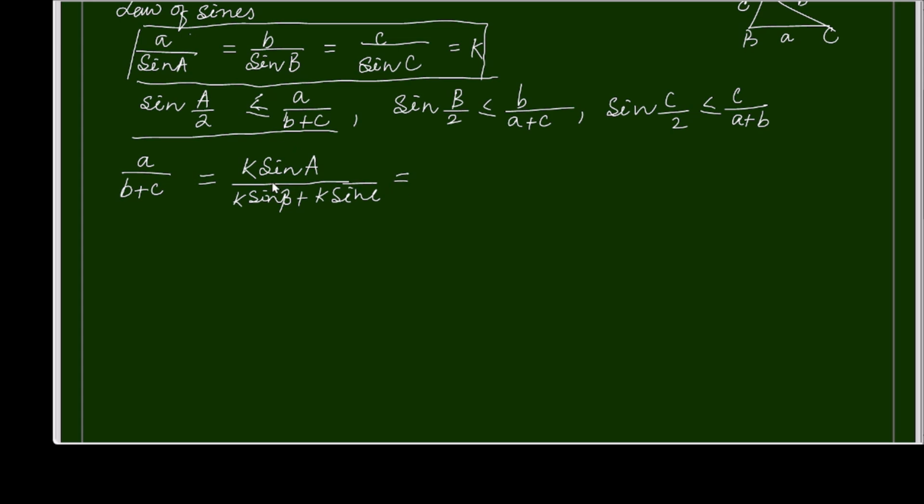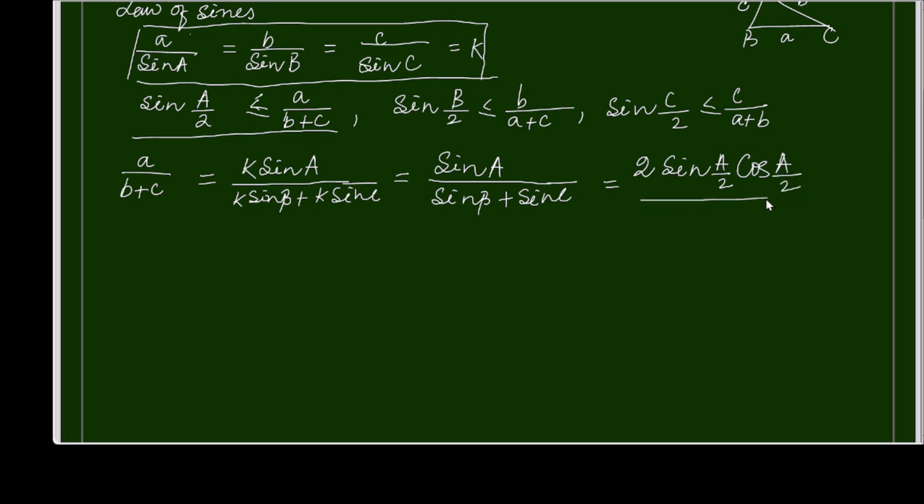Now taking k outside from the numerator and denominator, I get sine A over sine B plus sine C. So always focus on what I have to prove. I have to prove that this is greater than or equal to sine A by 2. So I have to convert this angle A into A by 2 form. So I'll apply the double angle formula. Instead of sine A, I'll write 2 sine half A cos half A.